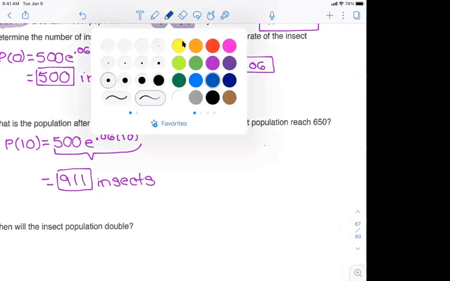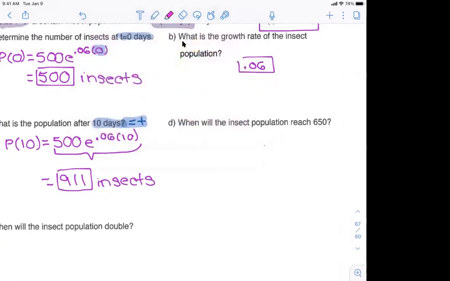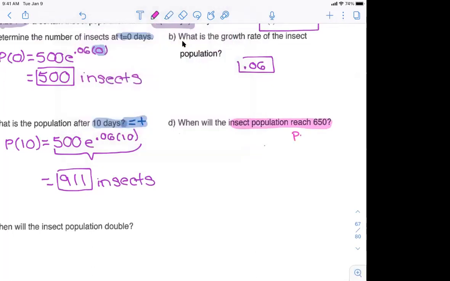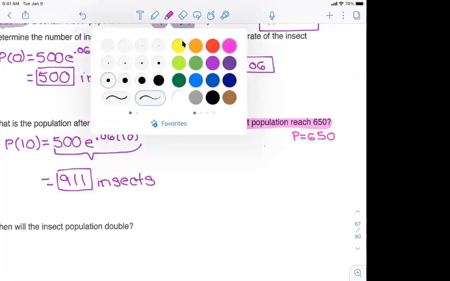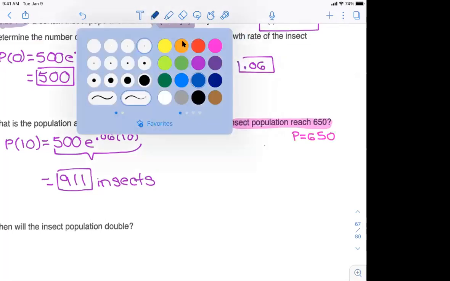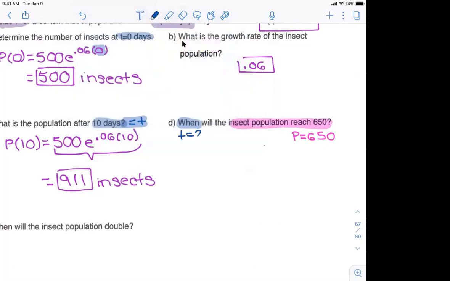Okay, this is different. This wants to know when the insect population will reach 650. So we actually know this time what P is. We know P is 650, and they're asking when. When they say when here, it means we don't know the time. So this is different. You're not plugging something in for t.